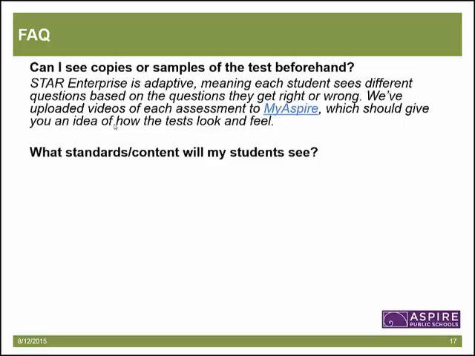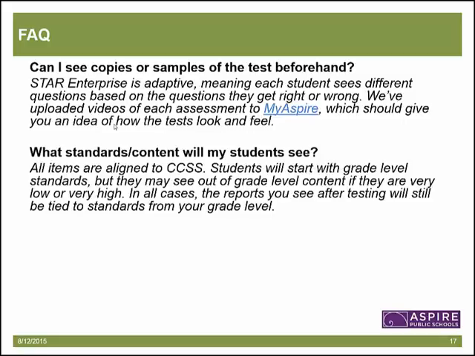What standards or content will my students see? So all items are aligned to the Common Core. Students will generally start with their grade level in terms of content, but if they're doing really well and they're getting lots of questions right, they may end up seeing some content that's from higher grades, or if they are struggling, they may end up seeing skills and content from lower grades. Either way, the reports that you see at the end will be tied to grade level standards.